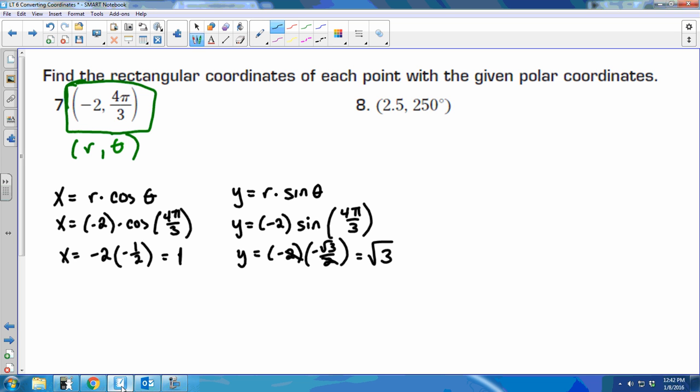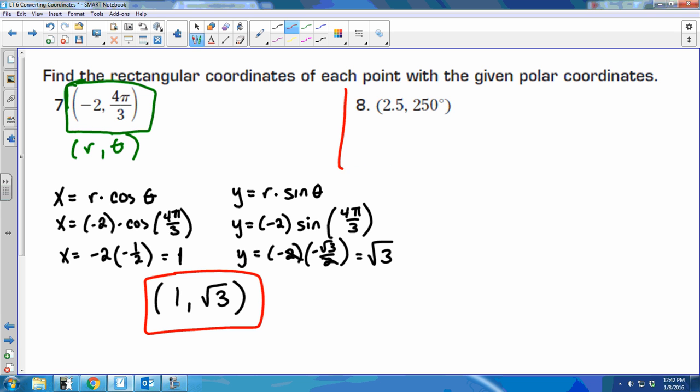If you would use your calculator and type that in radian mode, you would get a decimal. Again, I prefer the exact answer. So the answer is 1 square root of 3. Questions about that? All right, I want you to do the second example.